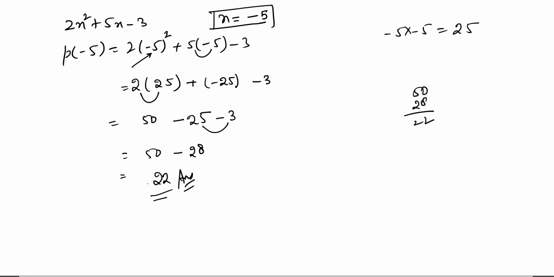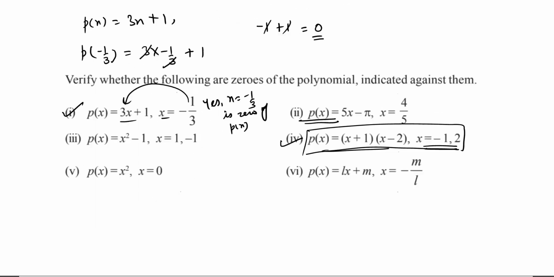Okay. Now do this one. Check whether this is a factor of this polynomial. Sir, I got the answer. Yes, what's the answer? Both of them, 1 and 2, are the zeros of the polynomial. Yes, you can say that p is equal to x plus 1 bracket x minus 2, and x is equal to minus 1 and 2.